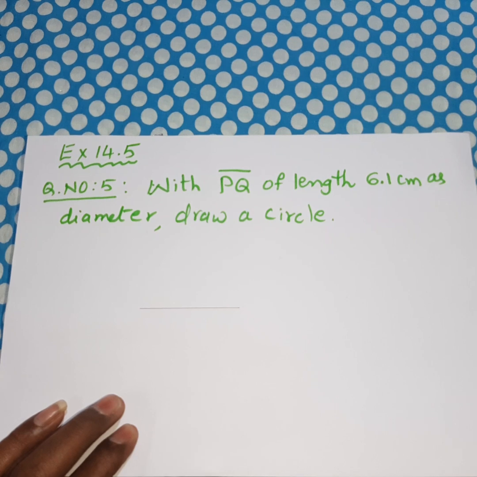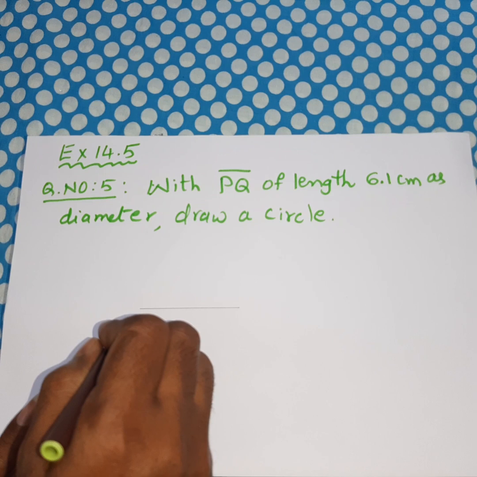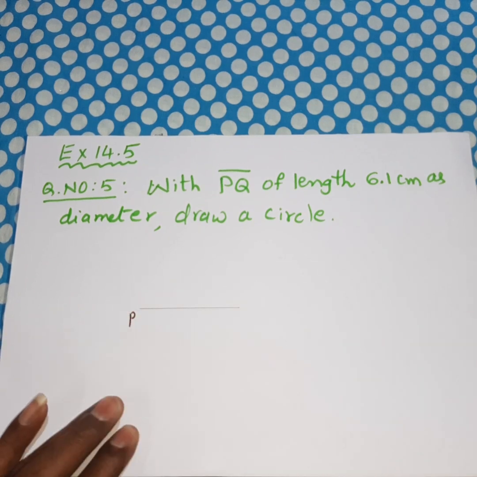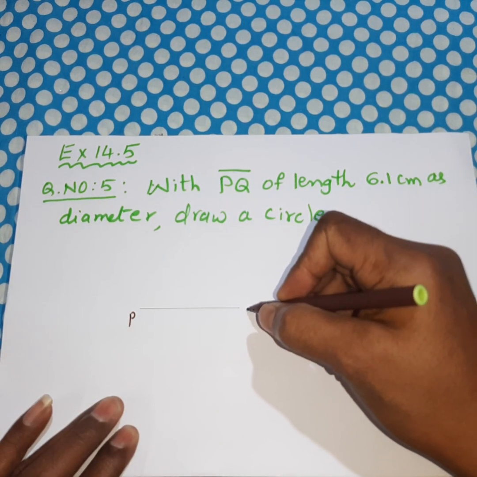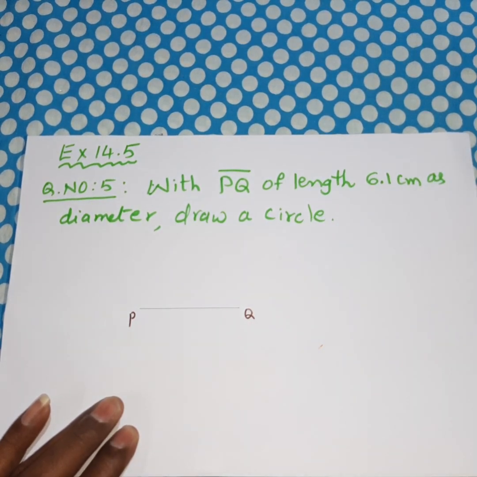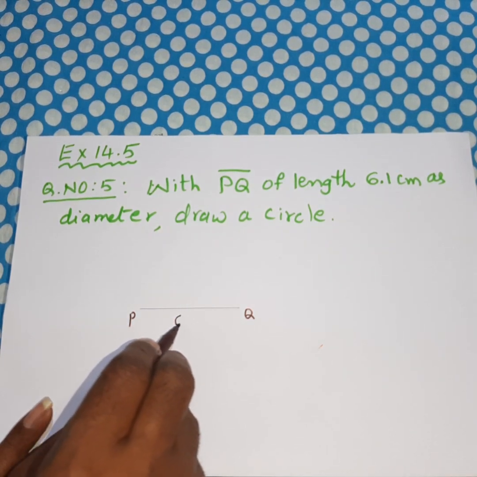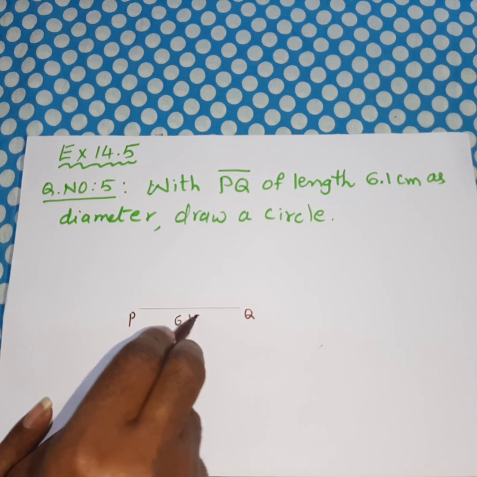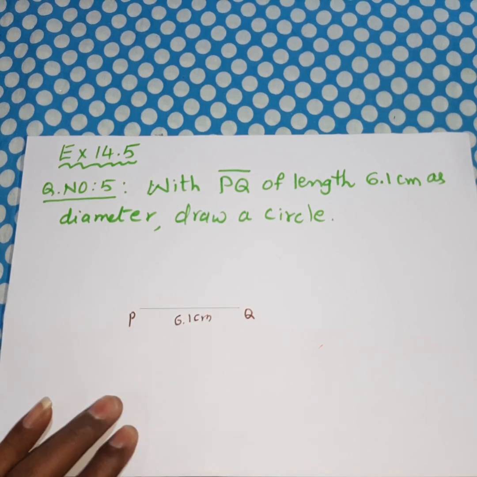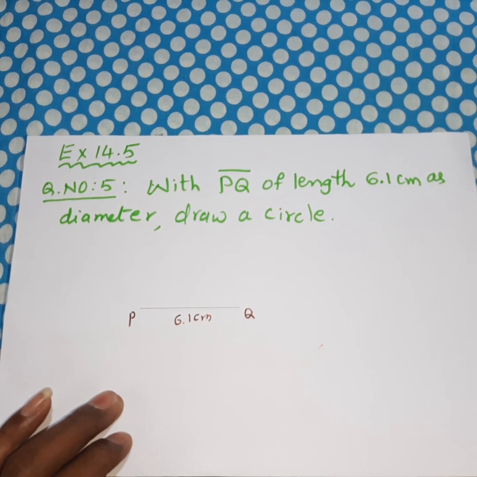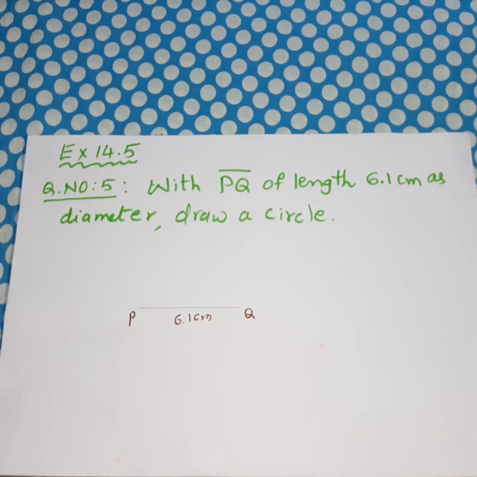So 6.1 is the diameter PQ. This is PQ of length, with P and Q here. So PQ is how much? 6.1 centimeter. Here we need to construct a perpendicular bisector of the diameter PQ. Clear? Then how do we construct a perpendicular bisector?